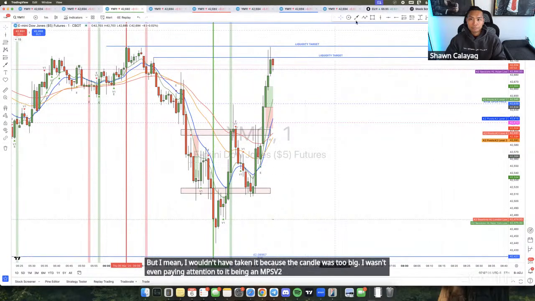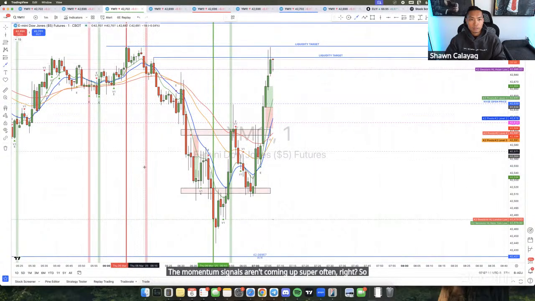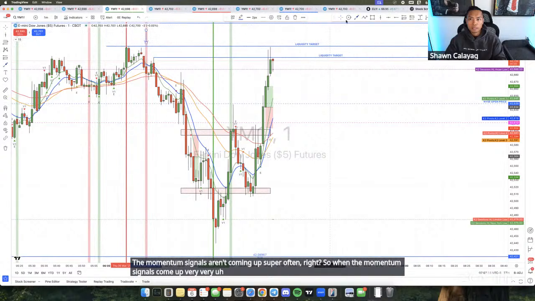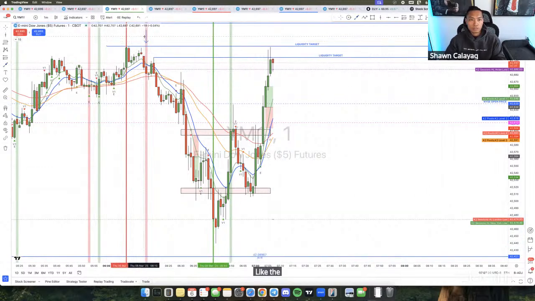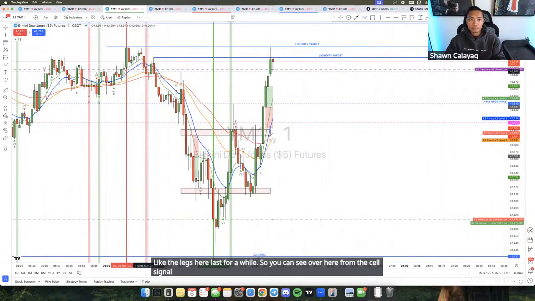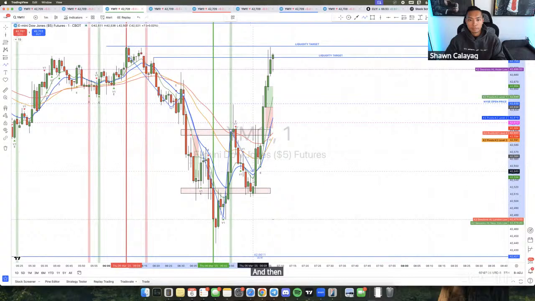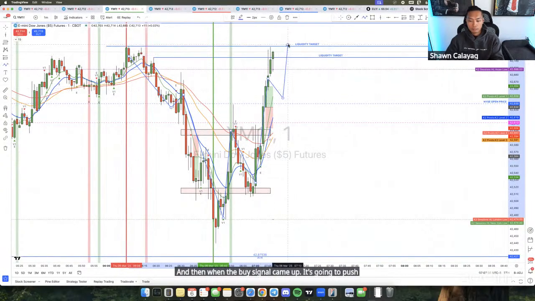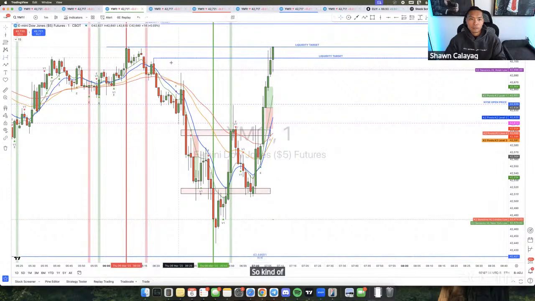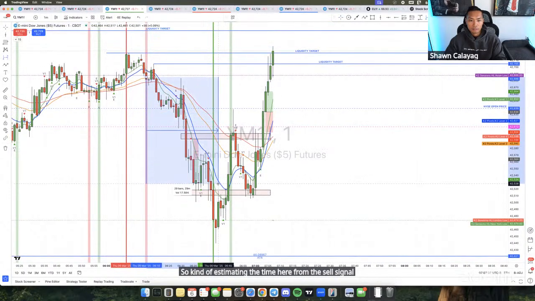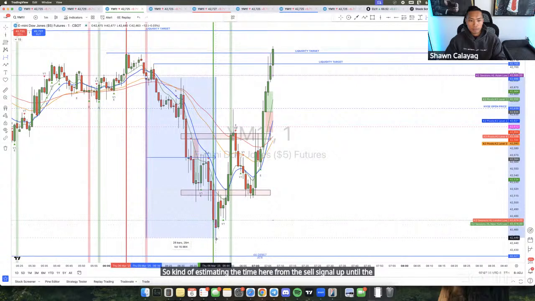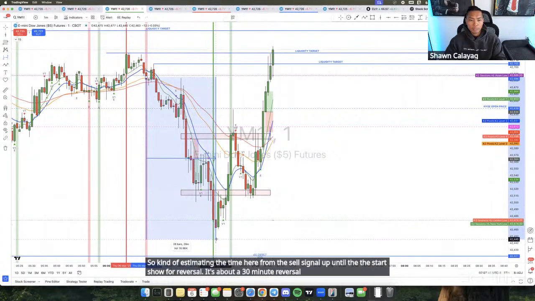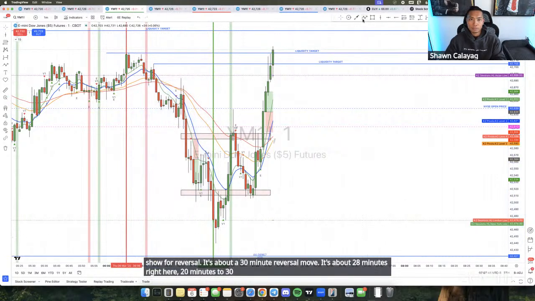So if you guys notice here, the momentum signals aren't coming up super often, right? When the momentum signals come up very rarely like this, it shows you that the market is going to be trending for a while. The legs here last for a while. So you can see over here from the sell signal, price came down pretty heavy before it flipped this way. And then when the buy signal came up, it's going to push up for a while before it flips again. Estimating the time here from the sell signal up until the start of the reversal, it's about a 30-minute move. It's about 28 minutes right here, 28 to 30 minutes. Same with this one over here.